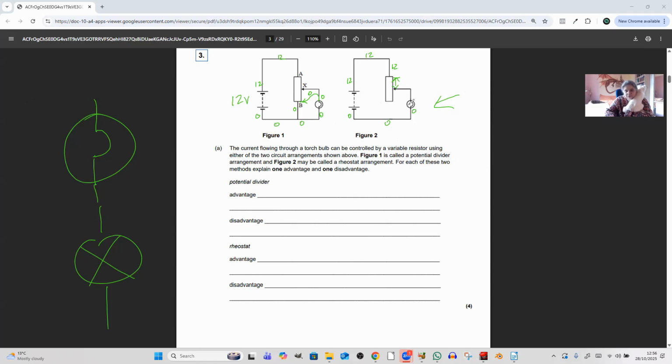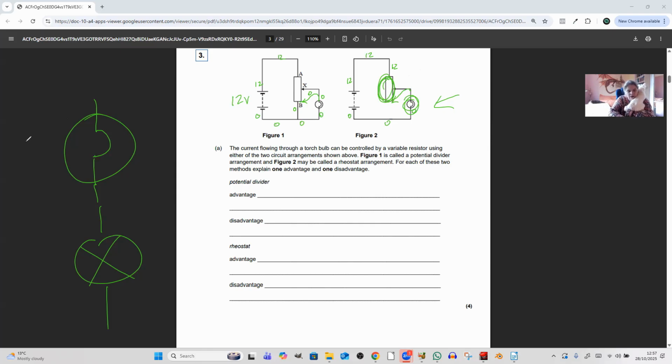Okay? Which means that if we slide our slider thing to the top, we've got 12 volts across our bulb, and our bulb will be alight. And if we slide our slider thing to the bottom of that, can you see we're going to have, well, whatever that resistance is compared to that one, that's going to divide that potential, that 12 volts, that way. Can you see?